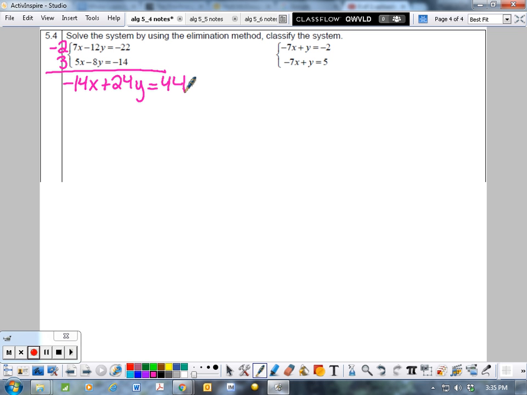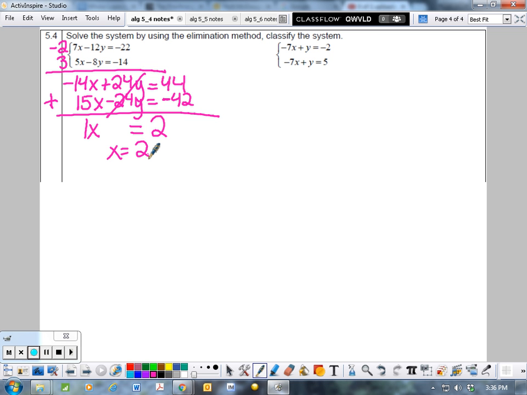So 3 times 5x is 15x. 3 times negative 8y is negative 24y. And 3 times negative 14 is negative 42. Now I add my two equations together, and 15x minus 14x is 1x. 24y minus 24y becomes 0, cancels out or eliminates. 44 minus 42 is 2, so I get x equals 2.